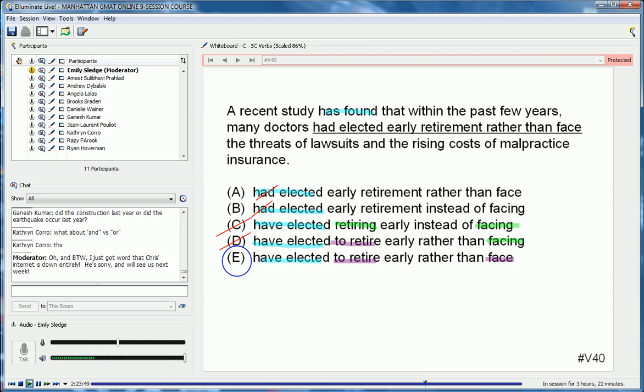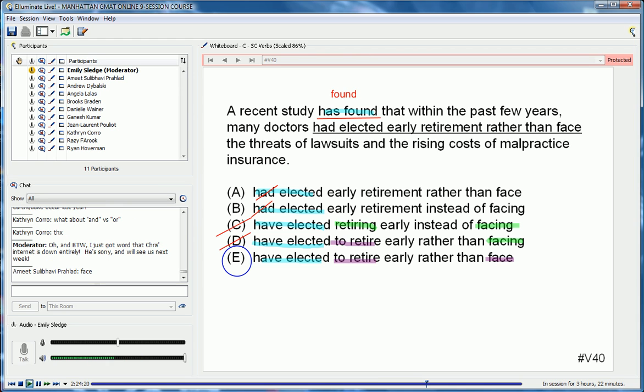But let's look at have elected. Catherine gave us a great reason. This has found indicates that things are sort of presently going on. Does anybody see any other words here that are clues that we need to have elected? Just type them in real quick. Because I will play devil's advocate a bit and say that even if this said a recent study found, that would be close enough to still use have elected.